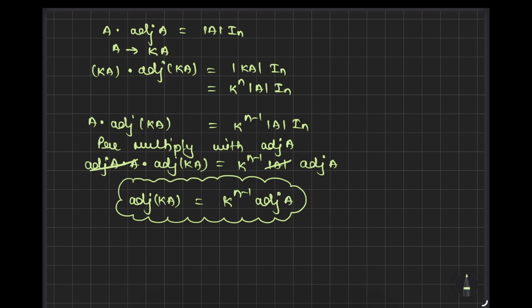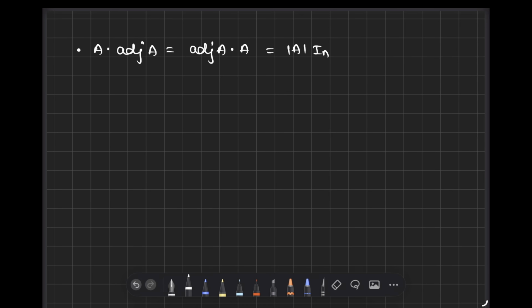I hope till this part you guys are okay. Now I will sum up everything all together. Please digest. So you know that the first thing that we have studied, A times adjoint A or adjoint A times A was determinant of A times I n. So this is the first property that you have to digest.